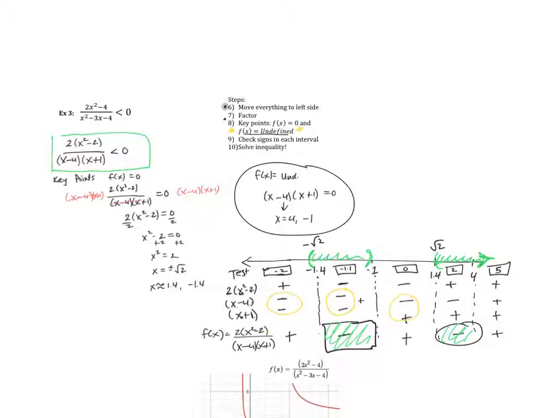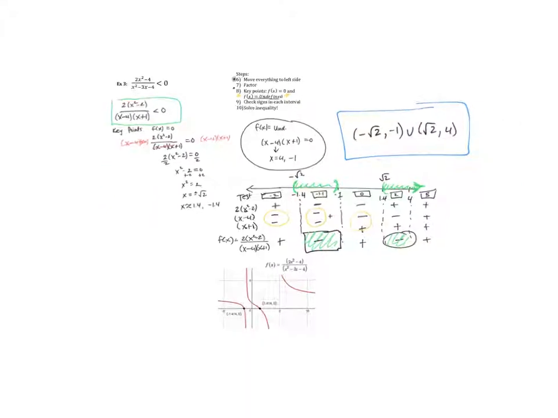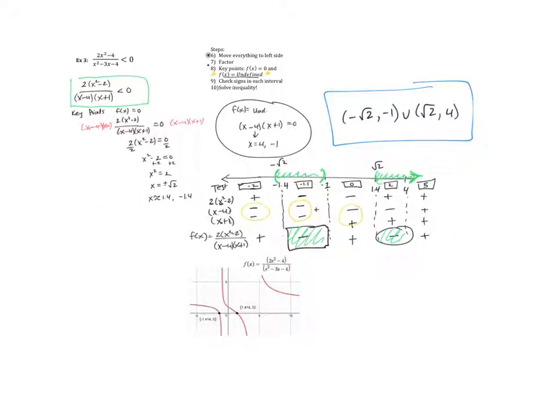So putting that together, my final answer here is I'm going from negative square root of 2 to negative 1, and then there's the other interval from positive square root of 2 to 4. So there's my final answer, and then I did graph this for us, so we can double check. Yeah, and you can see here that I've got negative output in 2 sections of the graph. Right here heading towards that asymptote, and then this little section right in here as well.